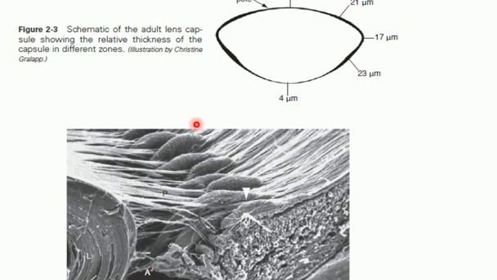The lens capsule is thickest in the anterior and posterior pre-equatorial zones and thinnest at the central posterior zone. At birth, the anterior lens capsule is considerably thicker than the posterior capsule. Its thickness increases throughout a person's life.